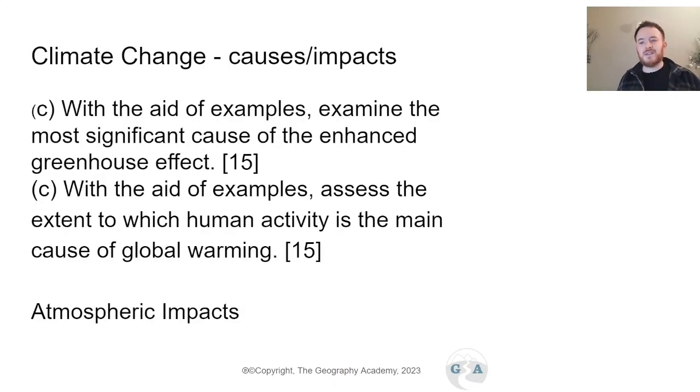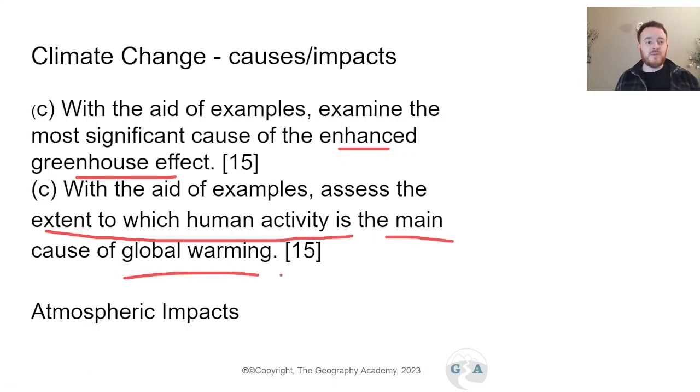Climate change questions then can come up in different ways. These ones here are about the causes of climate change. One of them here is about the enhanced greenhouse effect, and this is quite an open question, so it expects you to talk about a big variety here. Assess the extent to which human activity is the main cause of global warming. So this one definitely wants you to talk about human activity, which you probably would have in the top one as well. That's why we're grouping all these together the way they are, because realistically, if you can answer one, you can answer the other question here.